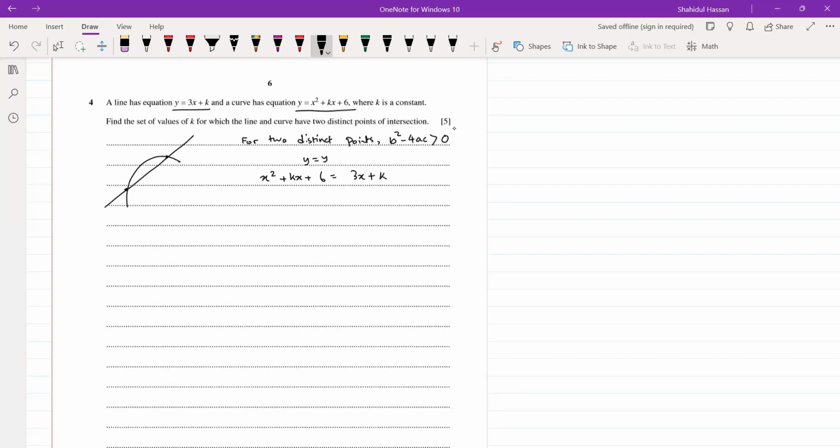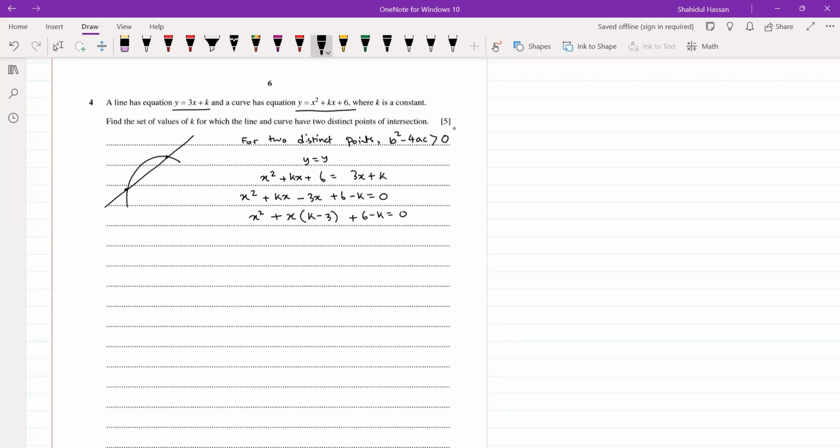Joseph, can you follow me up to this? Okay. x square plus kx minus 3x plus 6 minus k equals 0. Please notice that I have taken all the x together and the constants together. Now students, I have two x terms. From here I can take x common: k minus 3, and plus 6 minus k equals 0.